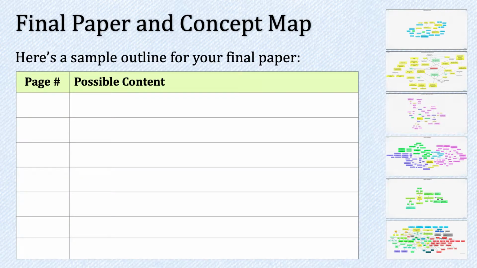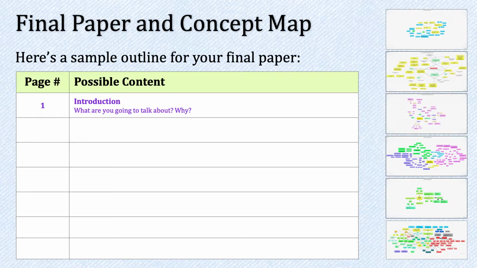I wanted to show you a sample outline that you might use when structuring your final paper. So you can see here in this table, I have a page number and then the possible content. If I was to do this assignment, this is how I might structure it, keeping in mind that I need to have 5 or 6 pages of double-spaced narrative that I'm writing. So in page 1, I would focus completely on an introduction. What am I talking about and why am I talking about it?